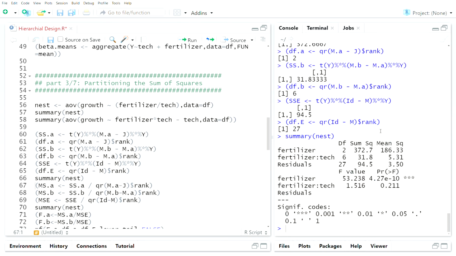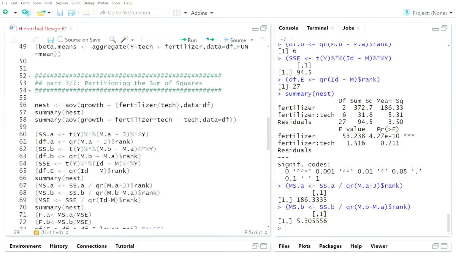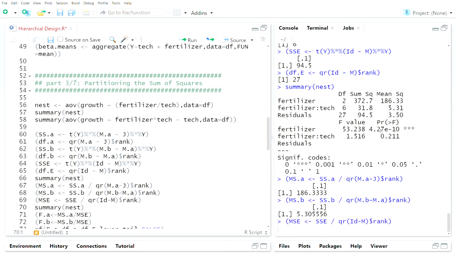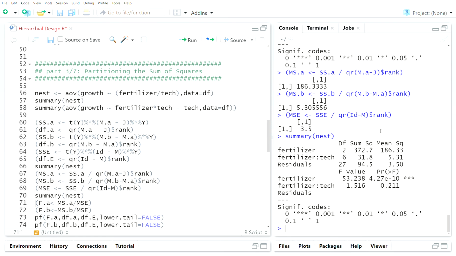Now I'm just going to reprint out the summary so we don't have to keep doing this. And we look at the mean squared error for A, which is the sum of squares for A divided by its degrees of freedom, and it's 186.33. Mean square for factor B is 5.3, 1 if you round. Mean squared error is 3.5.